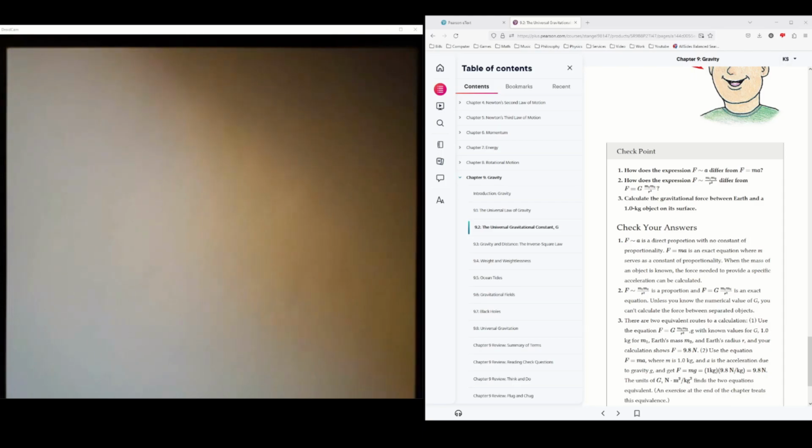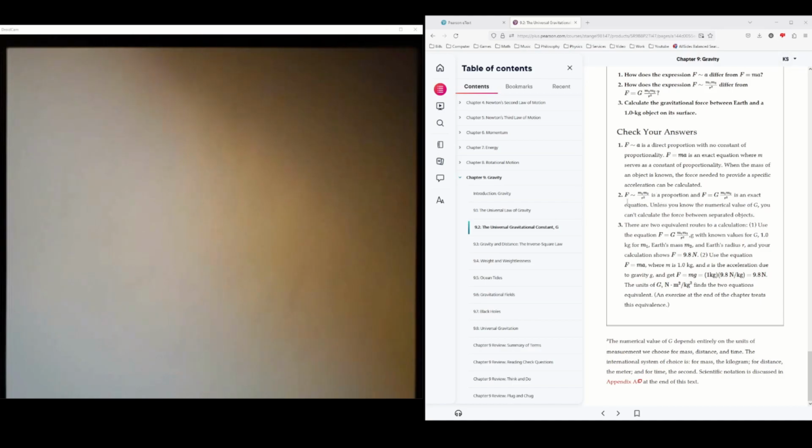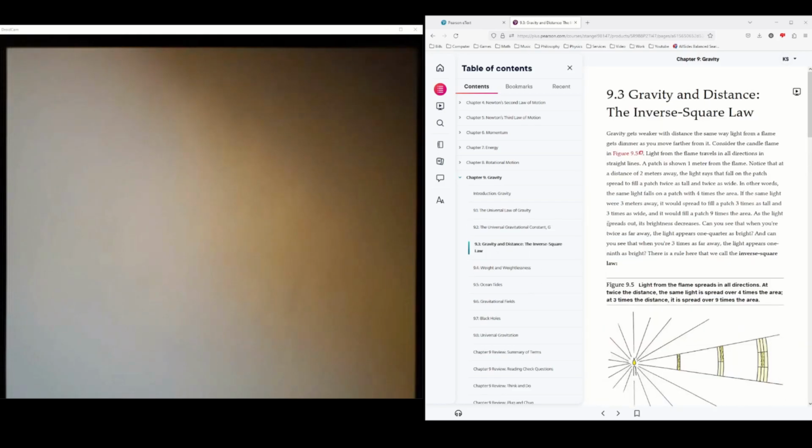So sometimes I do go into things in more depth because I really like physics, and sometimes I worry that may confuse things more than it needs to be. So I just cut that stuff out, and we'll go on to 9.3, gravity and distance, the inverse square law.